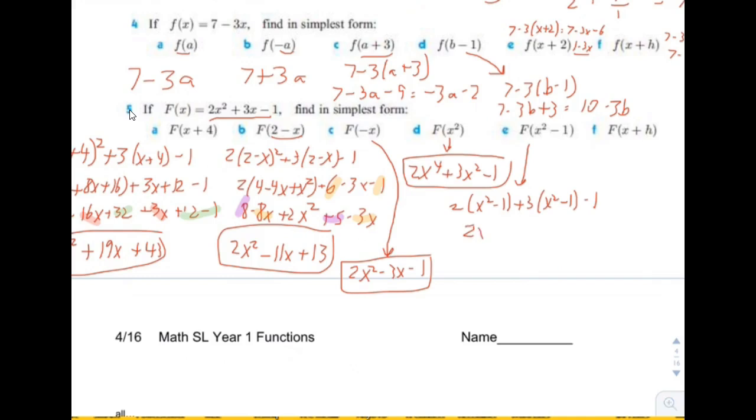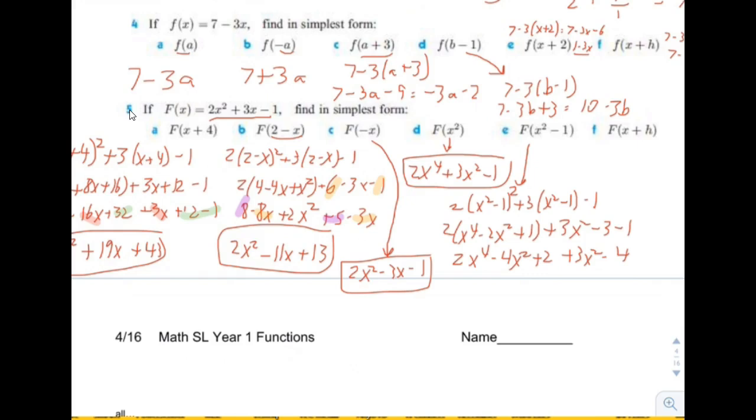So 2x squared minus 2 plus 3x squared. Oops, I forgot the squared here. There's a squared there. Even worse. 2 times x to the 4th minus 2x squared plus 1 plus 3x squared minus 3 minus 1. Now we're going to multiply it out. 2x to the 4th minus 4x squared plus 2 plus 3x squared minus 4.